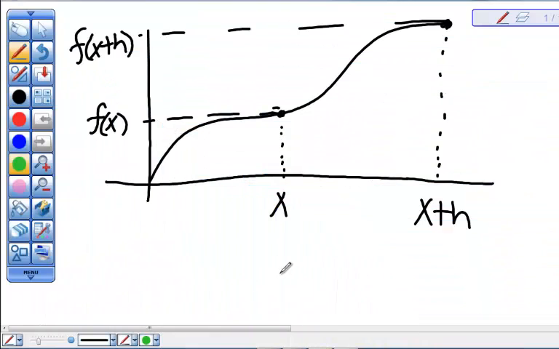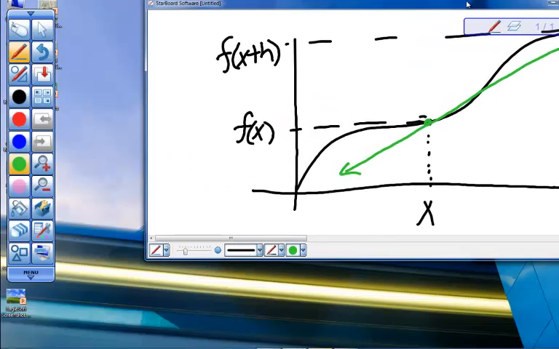So on the screen right now, you should see a function. And if you come across the words the average rate of change, this should be a key indicator of the secant line. So I want to find the average rate of change between x and x plus h. So this is my line.